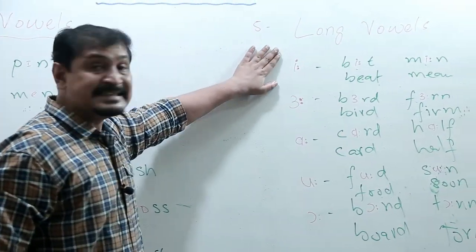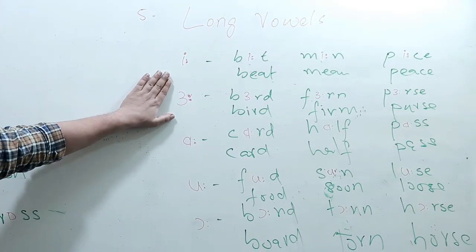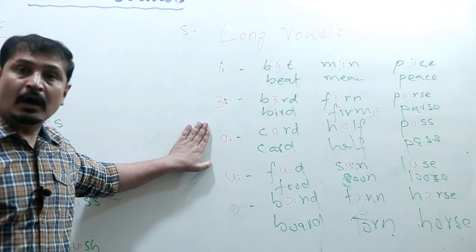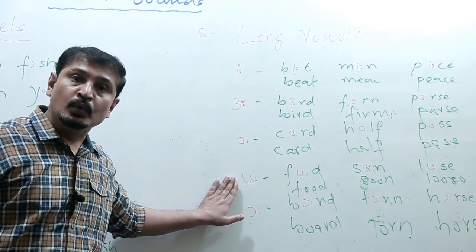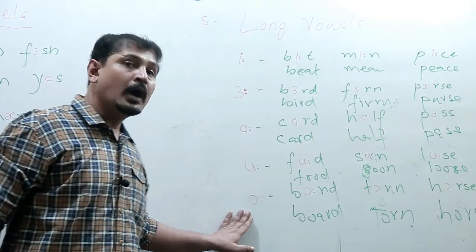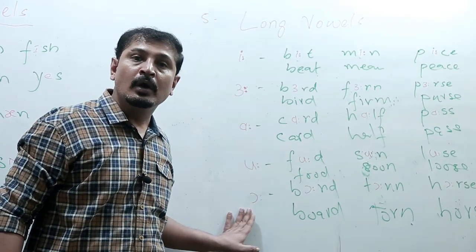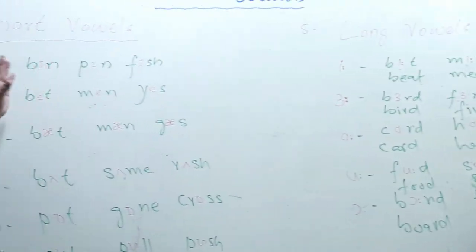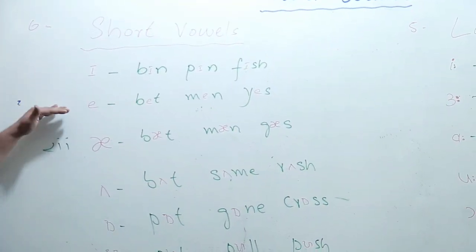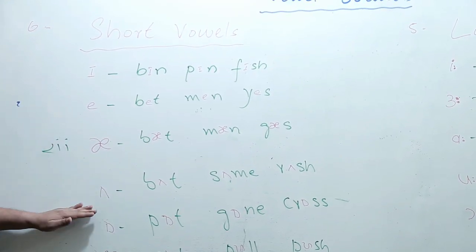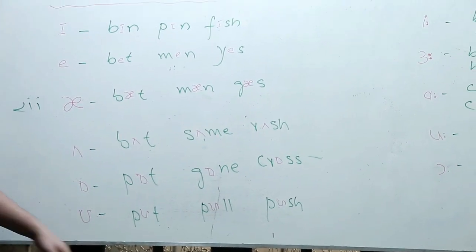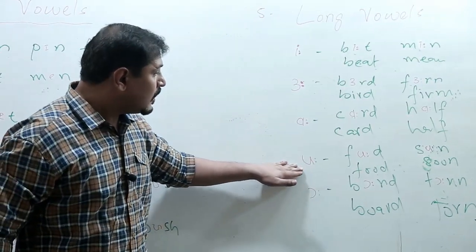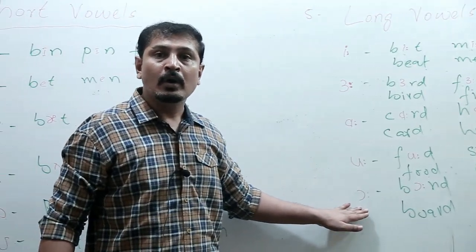Let's see once again. E, A, A, oo, oo, o, o. These are called long vowels. Once again, repeat them all together. E, A, I, A, A, U. E, A, A, U, O, O.